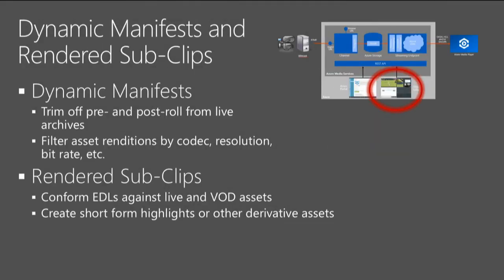All right, so now on to the dynamic manifests and rendered subclips that I mentioned earlier on. There are two scenarios, and I'll demonstrate this when we get into our workflow later on, that are very common in live streaming scenarios. Number one is typically what you'll do, and I'll actually do this when we go through our timeline, is you'll set up your live stream early to make sure that everything's working properly before the actual event starts. So let's say, for instance, that we want to stream a CEO town hall.